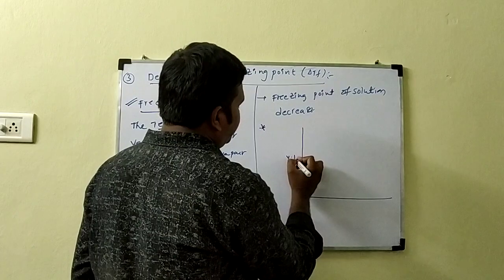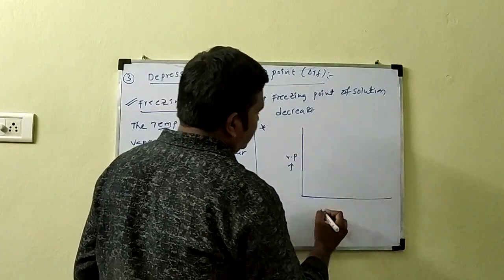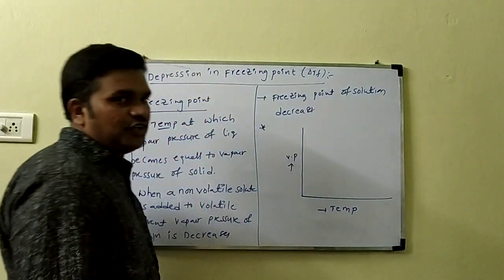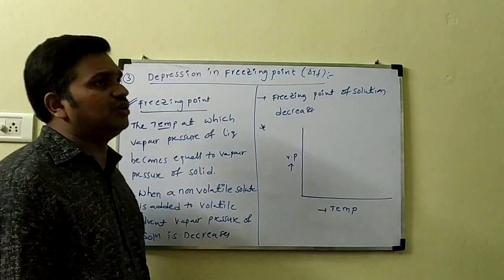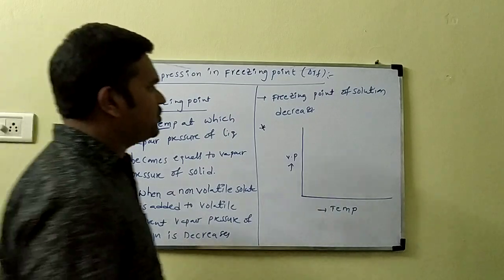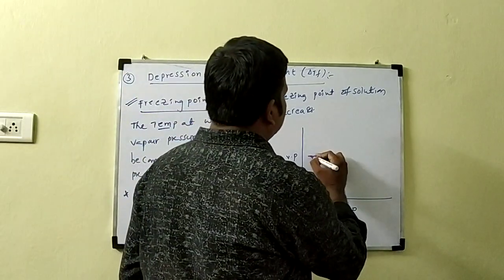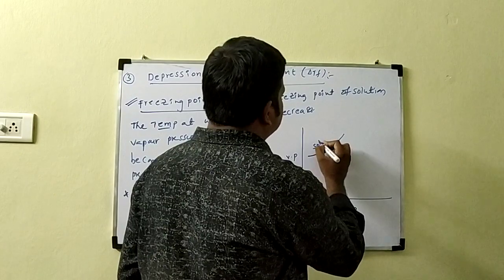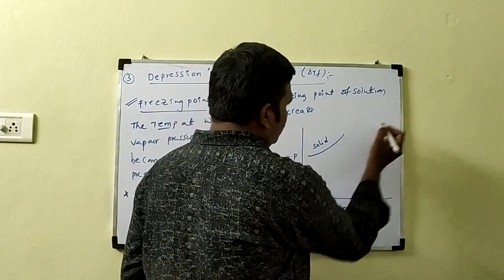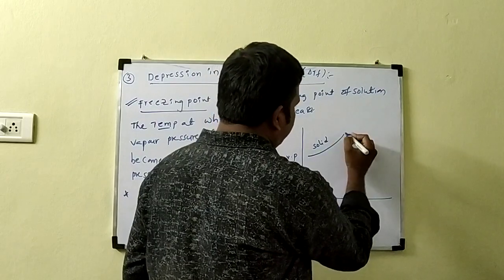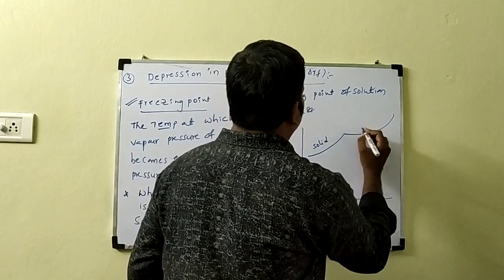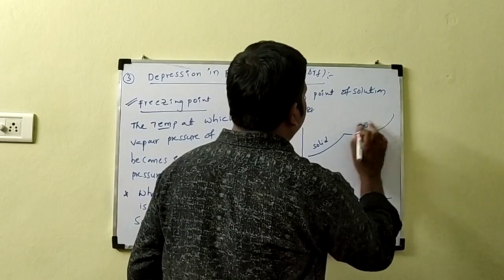Here I take vapor pressure versus temperature. First we take the solid substance. Now this solid is converted into liquid, so solid and liquid are at equilibrium.